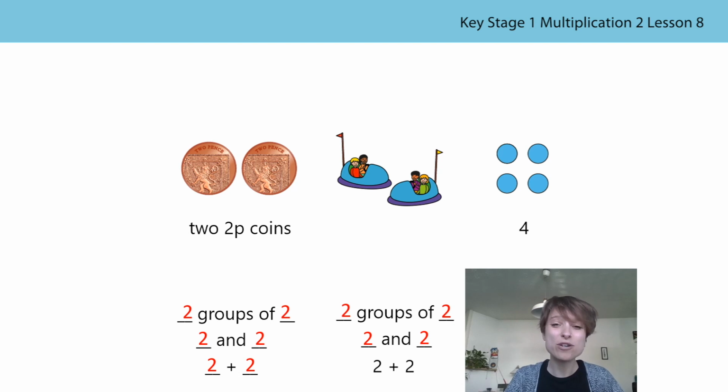Now, have you noticed what's the same about this picture of coins and this picture of bumper cars? So there are 2 2p coins and there are 2 bumper cars. Each 2-pence coin has a value of 2p and there are 2 children in each of the bumper cars. So we can use the same sentences, can't we, to describe both of these pictures, even though both of these pictures show different objects.